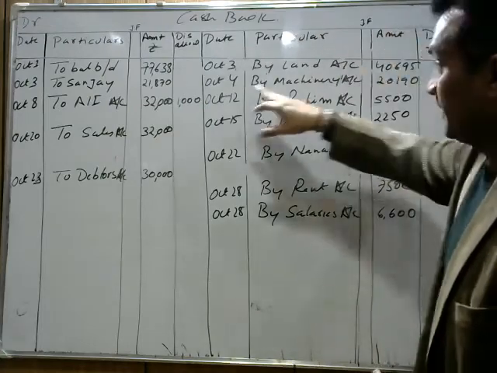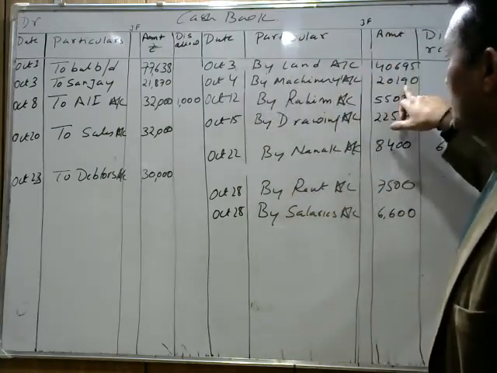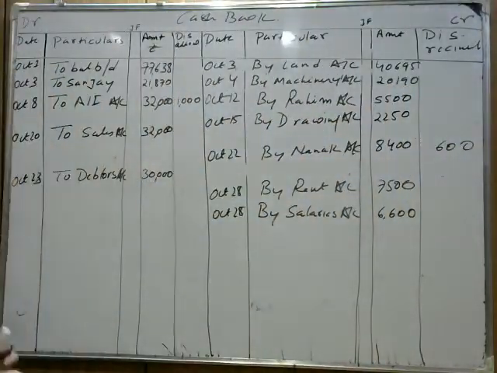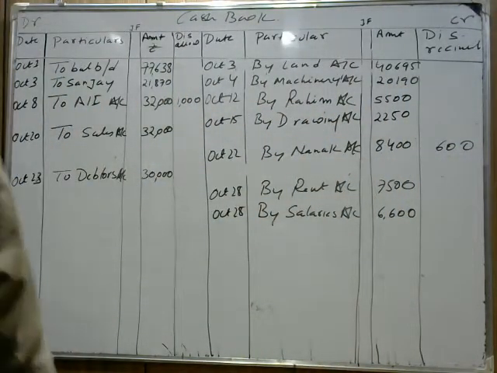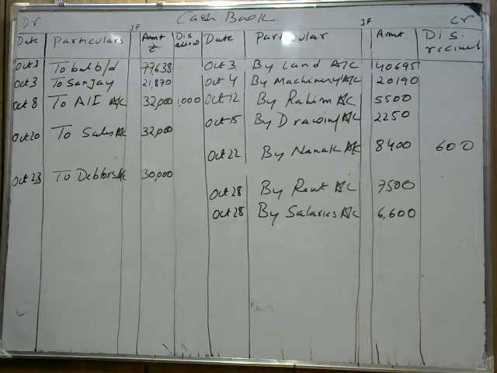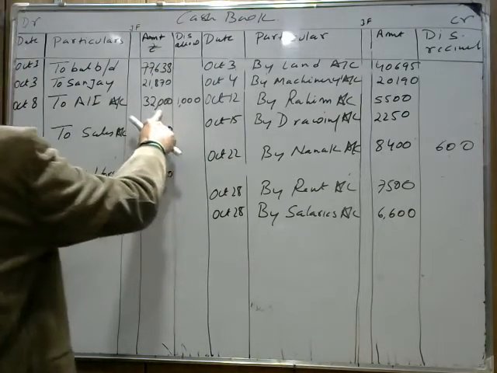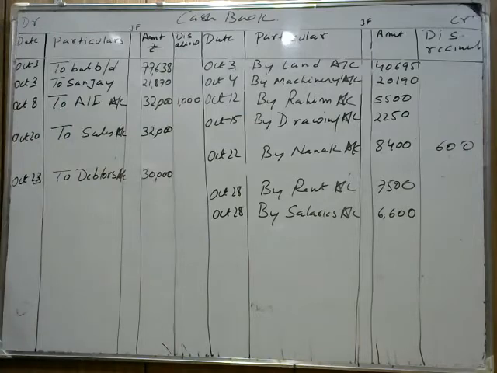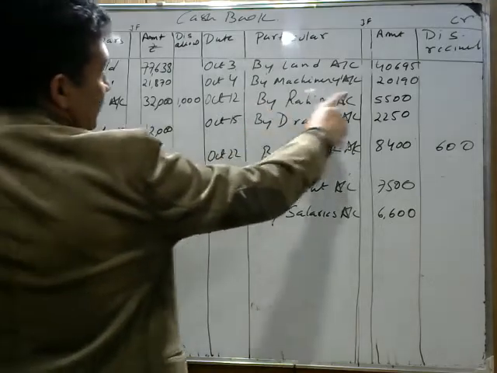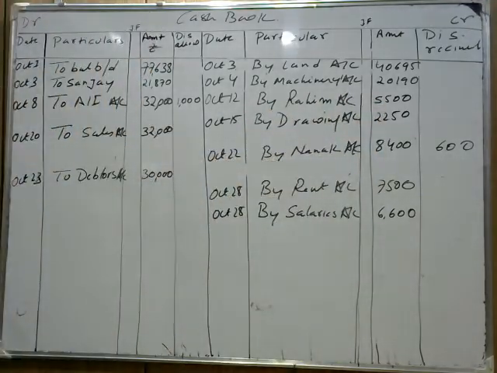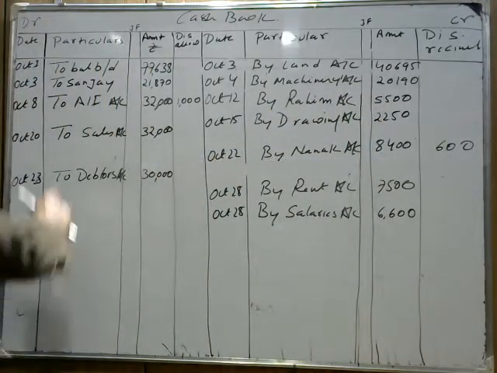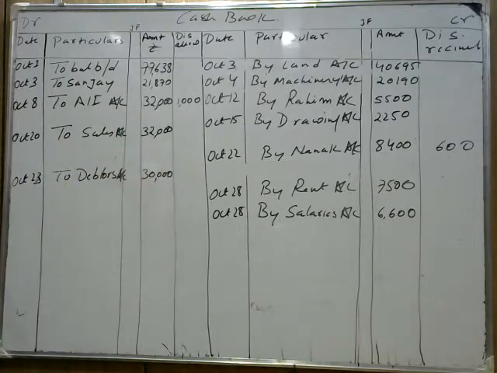Okay. Next is buy machinery. We purchased machinery on October 4th of 20,190. Then on October 8th we are receiving from Ali. The October 6th entry will not be entertained over here, because it is a credit entry. Then October 8th we receive money from Ali 32,000 and discount allowed 1,000. Paid 5,500 to Rahim. हमने रहीम को पे किया 5,500 rupees is mentioned over here. Then on October 20th we sold goods on cash, sales 32,000.